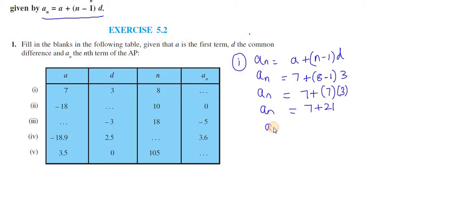So AN is equal to 21 plus 7 is 28. So we got that AN value. This is the value of the AN. I hope you understood. Yes.